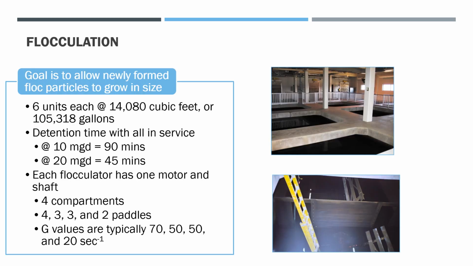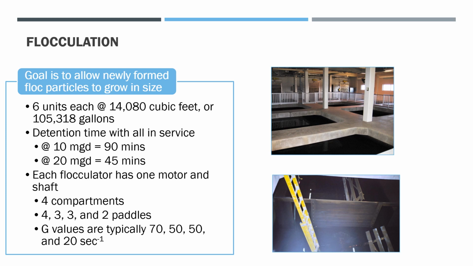This is a picture of the flocculator area in the Aquarius water plant. Remember, the goal in flocculation is to take the newly formed floc particles and allow them to grow in size by providing collisions. They have 6 units. They're each 14,080 cubic feet, or about 105,000 gallons each. So if you look at the detention time with all of their flocculators in service, at 10 mgd it would be 90 minutes, and at 20 mgd it would be 45 minutes. So they obviously have plenty of flocculation time, and we saw that on the Partnership for Safe Water graph.